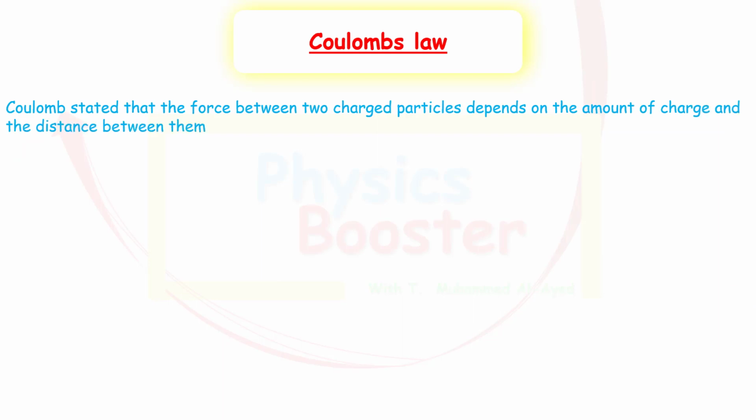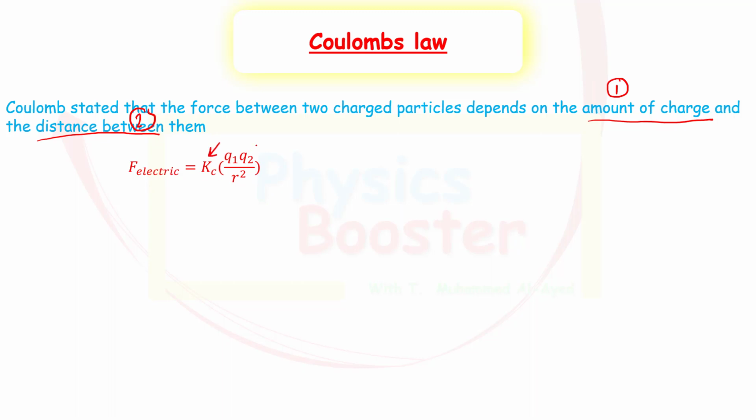So Coulomb stated that the force between two charged particles depends on two things. It depends on the amount of the charge, and it also depends on the distance between the charges. So there are two factors. The first one is the amount of the charge, and the second one is the distance between the charges. Okay, so what is this relationship? It's very easy. We can say that the electrical force between these two objects depends on Coulomb's constant.